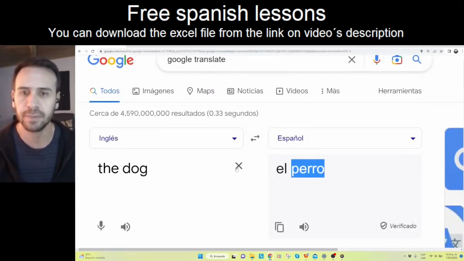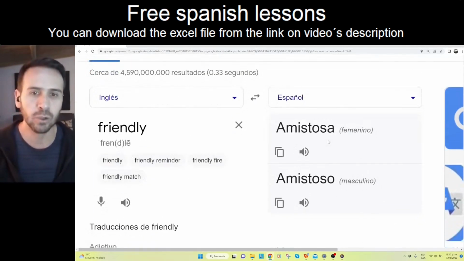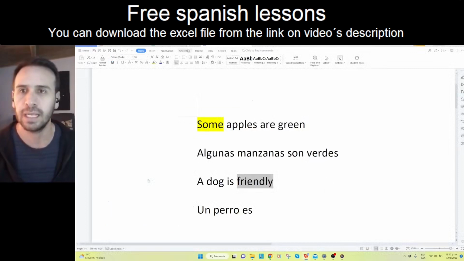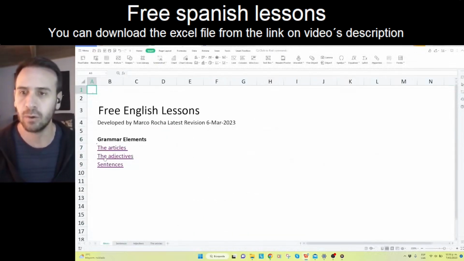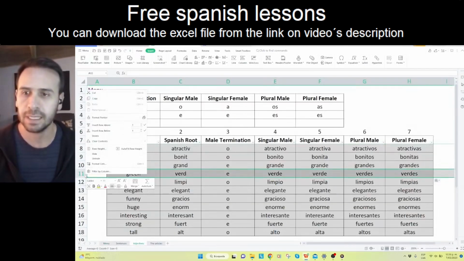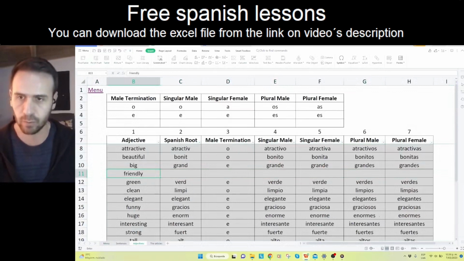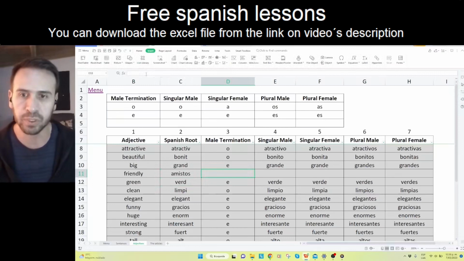Let's go here. Friendly is amistosa, amistoso. So the male form of this adjective is amistoso. Let's go back to the menu. Let's go back to adjectives. Let's insert one line and we write down friendly. Amistoso would be the male form. So you remove the O and put the O here.